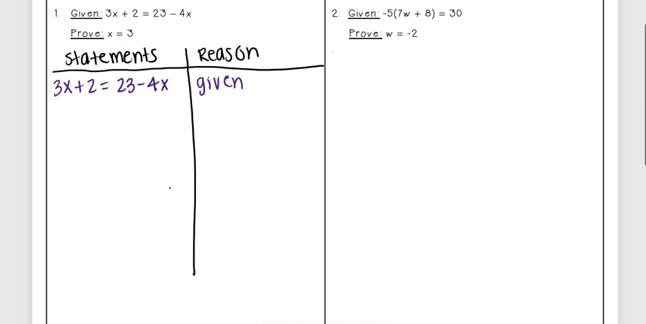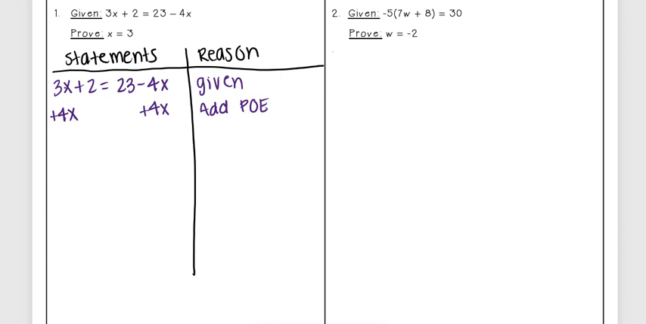I need to make sure that after every single step I am writing why I was able to make that step. So I always like to start with moving all of my x's to one side, and I like to move the smaller one, so I'm going to add 4x to both sides. Which property allows me to add the same thing to both sides? Well, that's my addition POE. So I'm just going to write add POE.